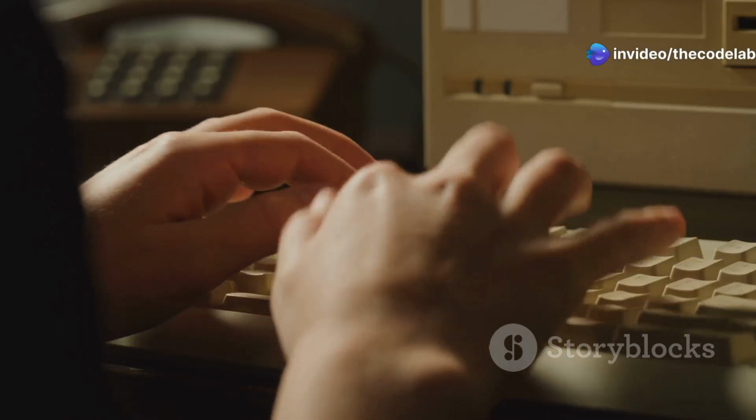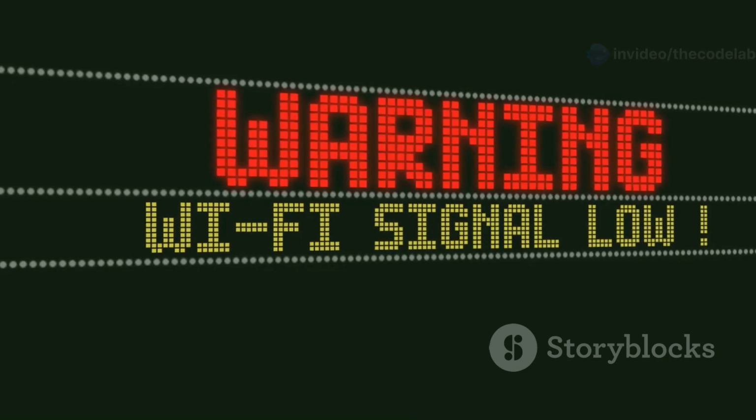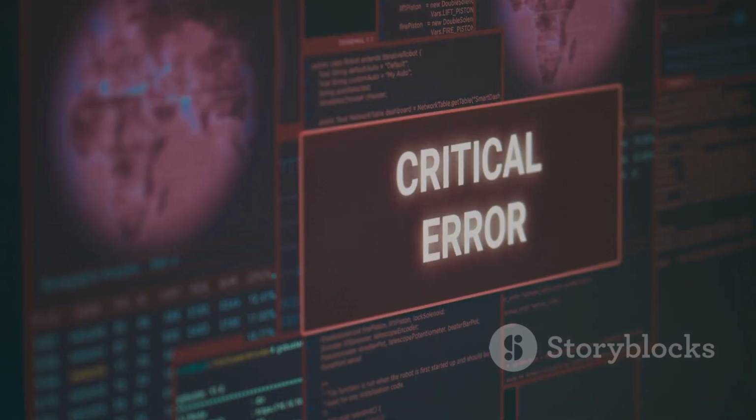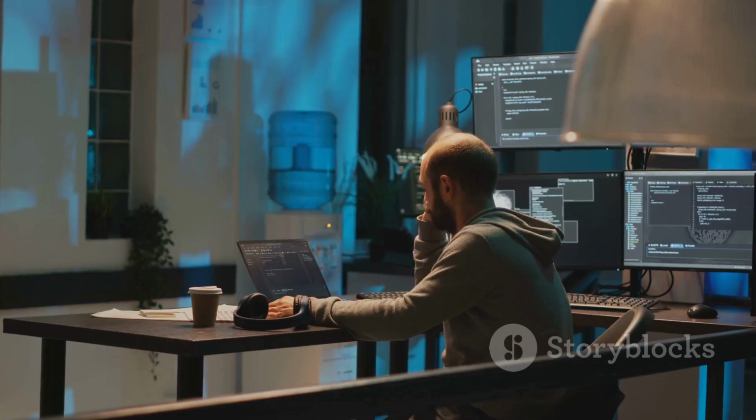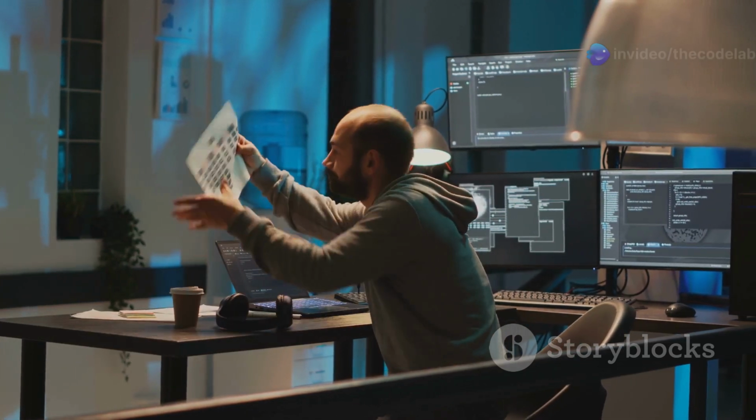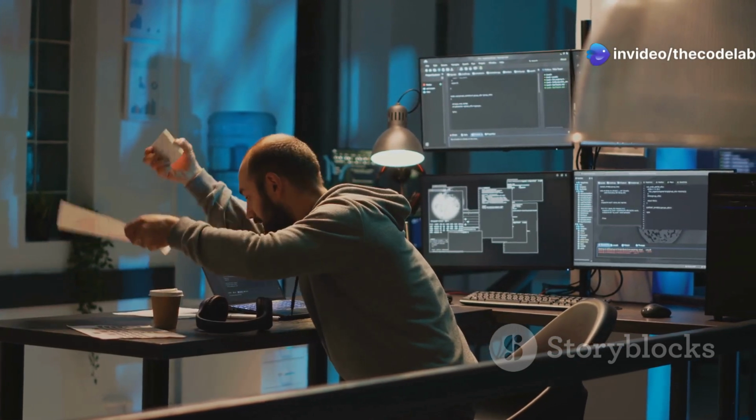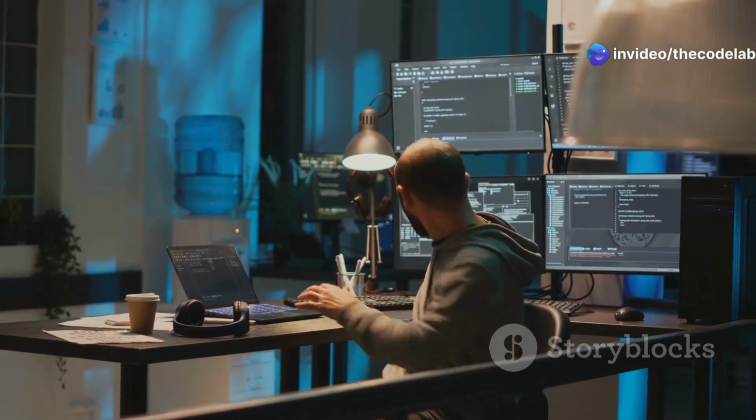Users might enter incorrect formats, data connections might be lost, or external APIs might return unexpected responses. While we strive for clean and predictable inputs, edge cases remind us that reality rarely conforms to our ideal scenarios.